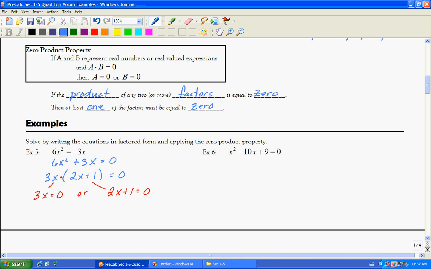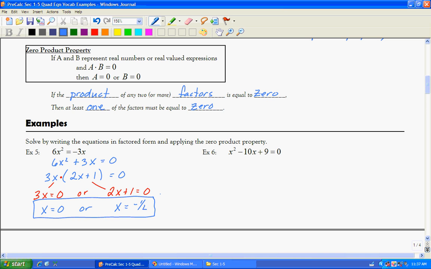So when we do that, we end up with x equals 0 as one solution. And then over here we subtract 1 and divide by 2. We're going to have x is equal to negative 1/2. So we have two solutions, two roots for this problem.